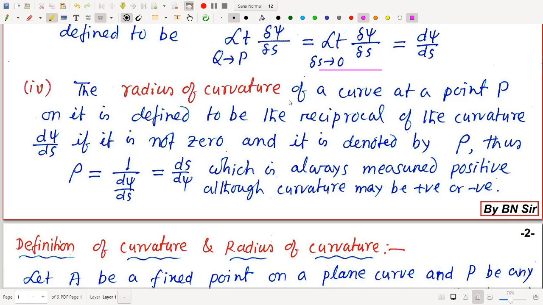And the radius of curvature of a curve at a point P on it is defined to be the reciprocal of the curvature d psi by ds. Reciprocal of the curvature is called radius of curvature, provided it is not 0. Curvature should not be 0; only then can you take the reciprocal. It is denoted by rho. Thus, rho equals 1 by d psi by ds, equals ds by d psi. This is the derivative of s with respect to psi. And it is always measured positive. Rho is always measured positive, although curvature may be positive or negative. The word is radius, radius of curvature.